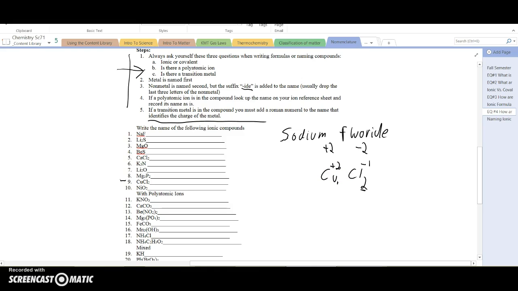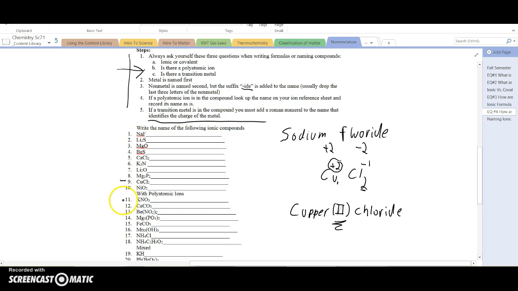So as I said before, I'm going to put that as a notation. I'm going to follow the same rules. I'll write the name of the metal, copper, parentheses, Roman numeral 2, and then list the nonmetal, changing its ending to IDE. So instead of chlorine, it's chloride. Again, it's important to recognize that this Roman numeral identifies the charge of the transition metal.